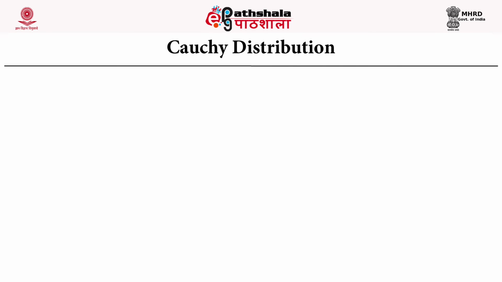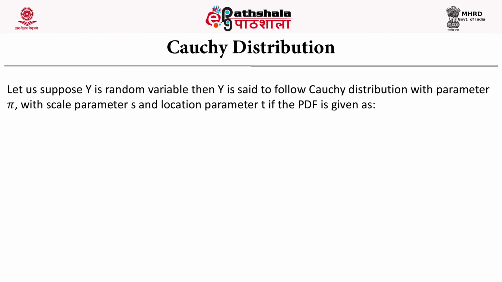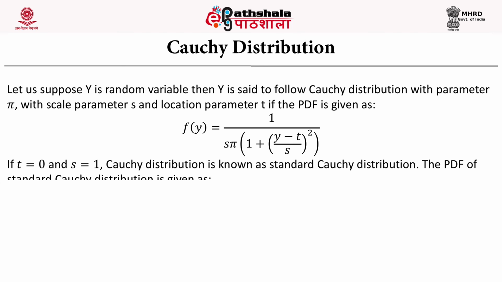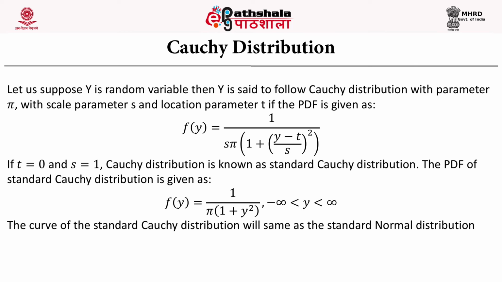So let us suppose y is a random variable, and y is said to follow Cauchy distribution with scale parameter s and location parameter t if the PDF is given as f of y equal to 1 upon s pi into 1 plus ((y minus t) upon s) whole square. If t is equal to 0 and s is equal to 1, Cauchy distribution is known as standard Cauchy distribution. The PDF of the standard Cauchy distribution is given as f of y equal to 1 upon pi into (1 plus y square), and y lies between minus infinity to infinity.